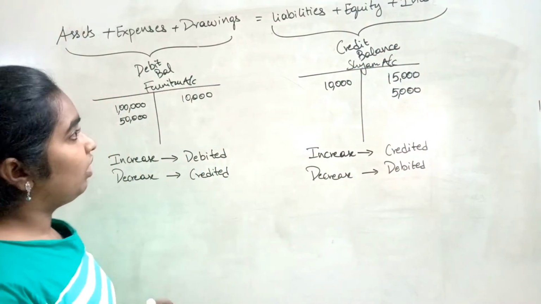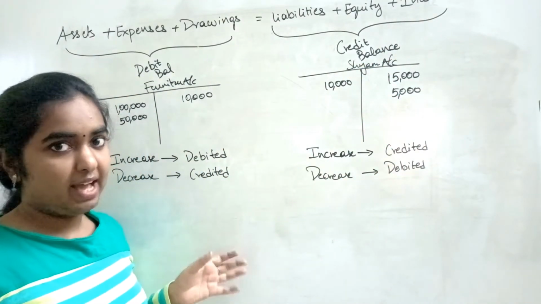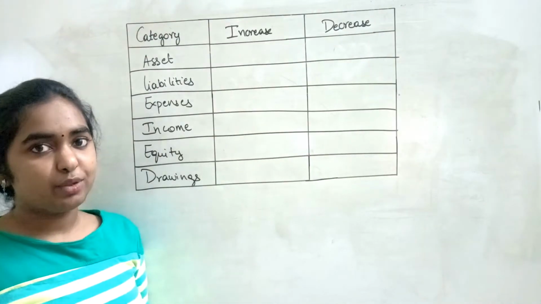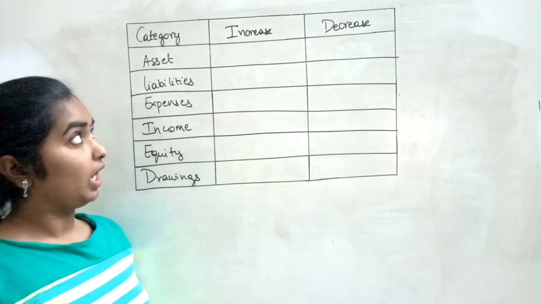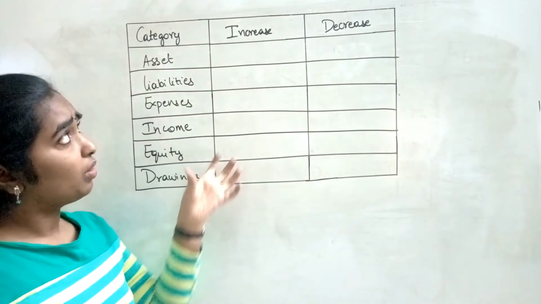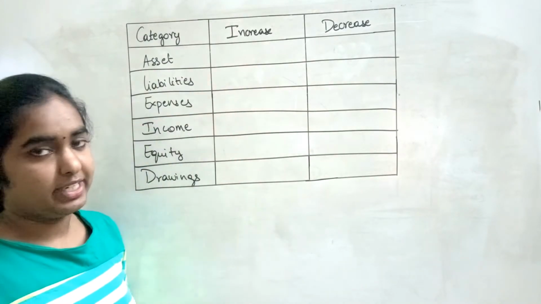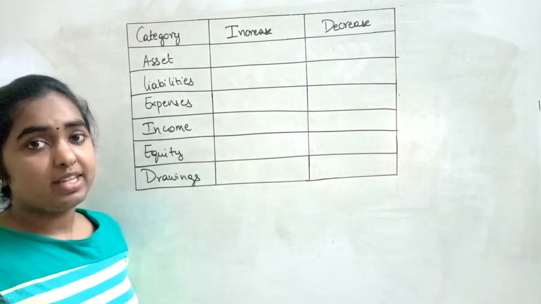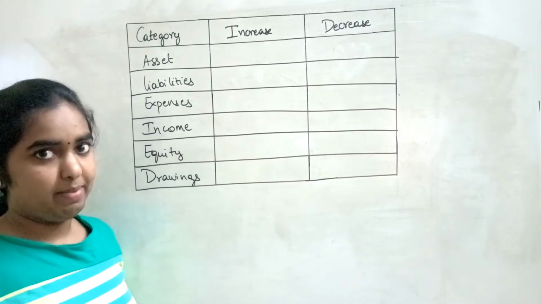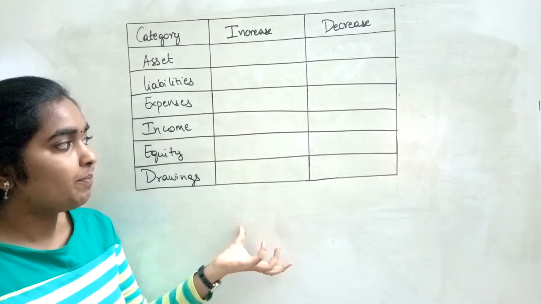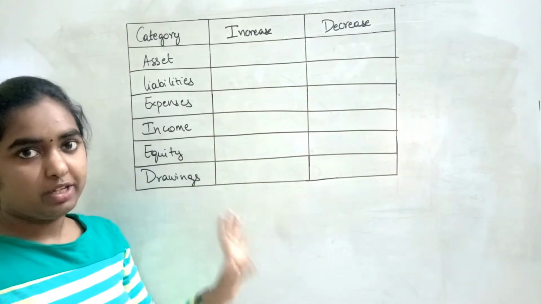Okay, so now let's try to summarize whatever we have learned over here. Let's first fill up this table based on the concept which we have learned now. Before telling whether it has to be debited or credited, just recollect whether this account will first have a debit balance or credit balance. Then it will be very easy for us to say whether this has to be debited or credited, right?